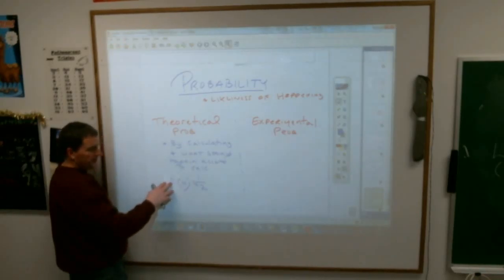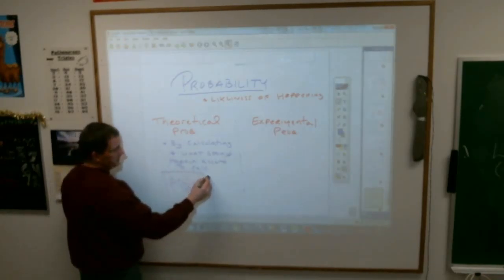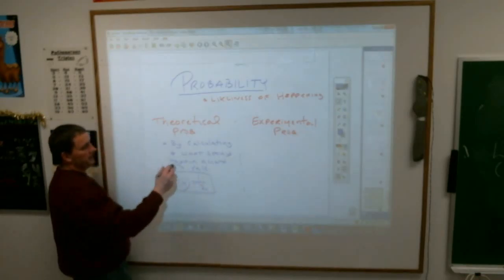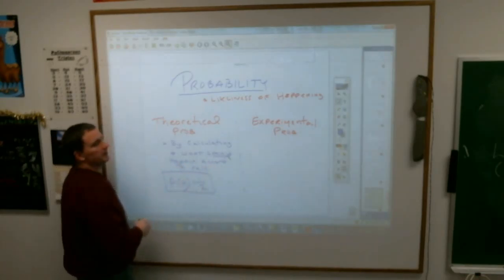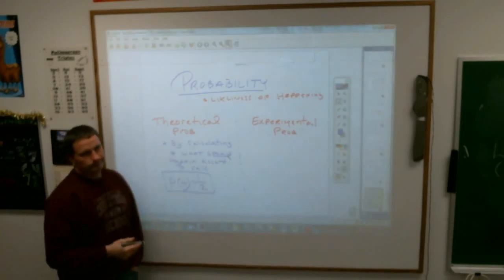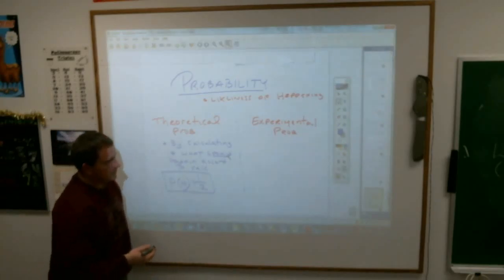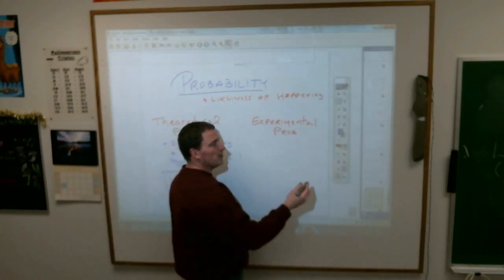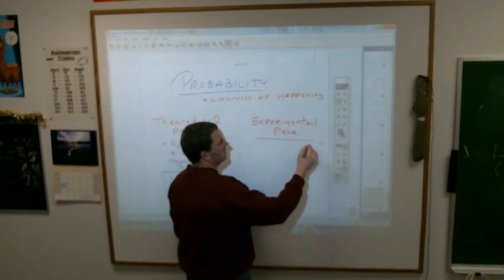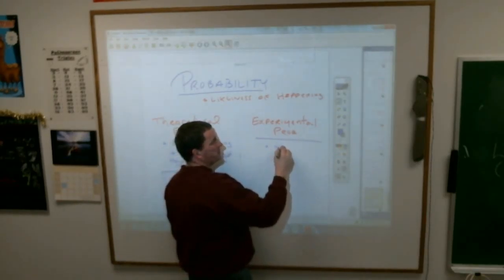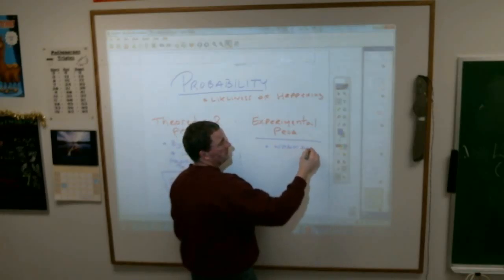Okay? This is theoretical because this is what the numbers say. This is what should happen according to what you write down or what you calculate. Experimental probability, children, is what actually happens when you do it.